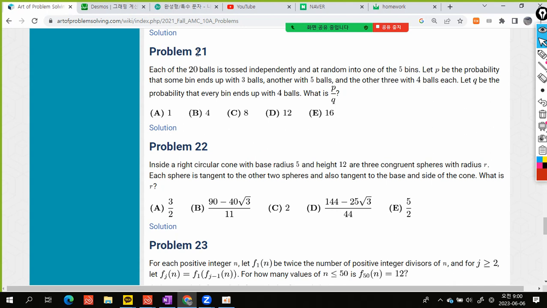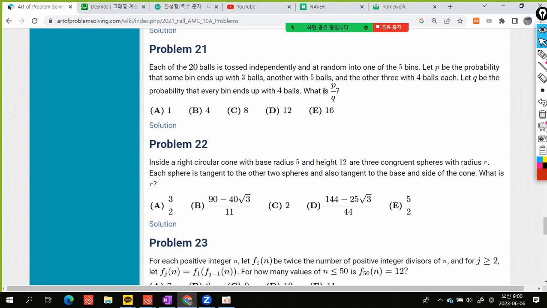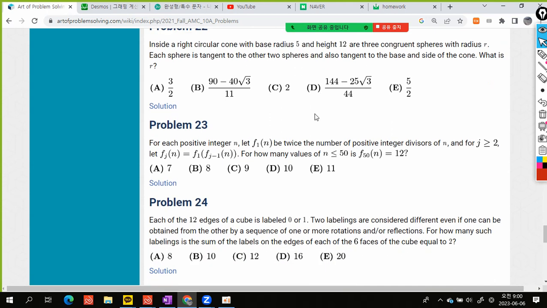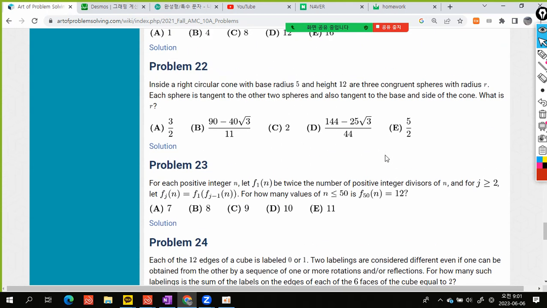Yes, we served up to number 21. Tell me if you want to solve the problem from number 22. Yeah, geometry. Yep, let's look at number 22. Let me see.